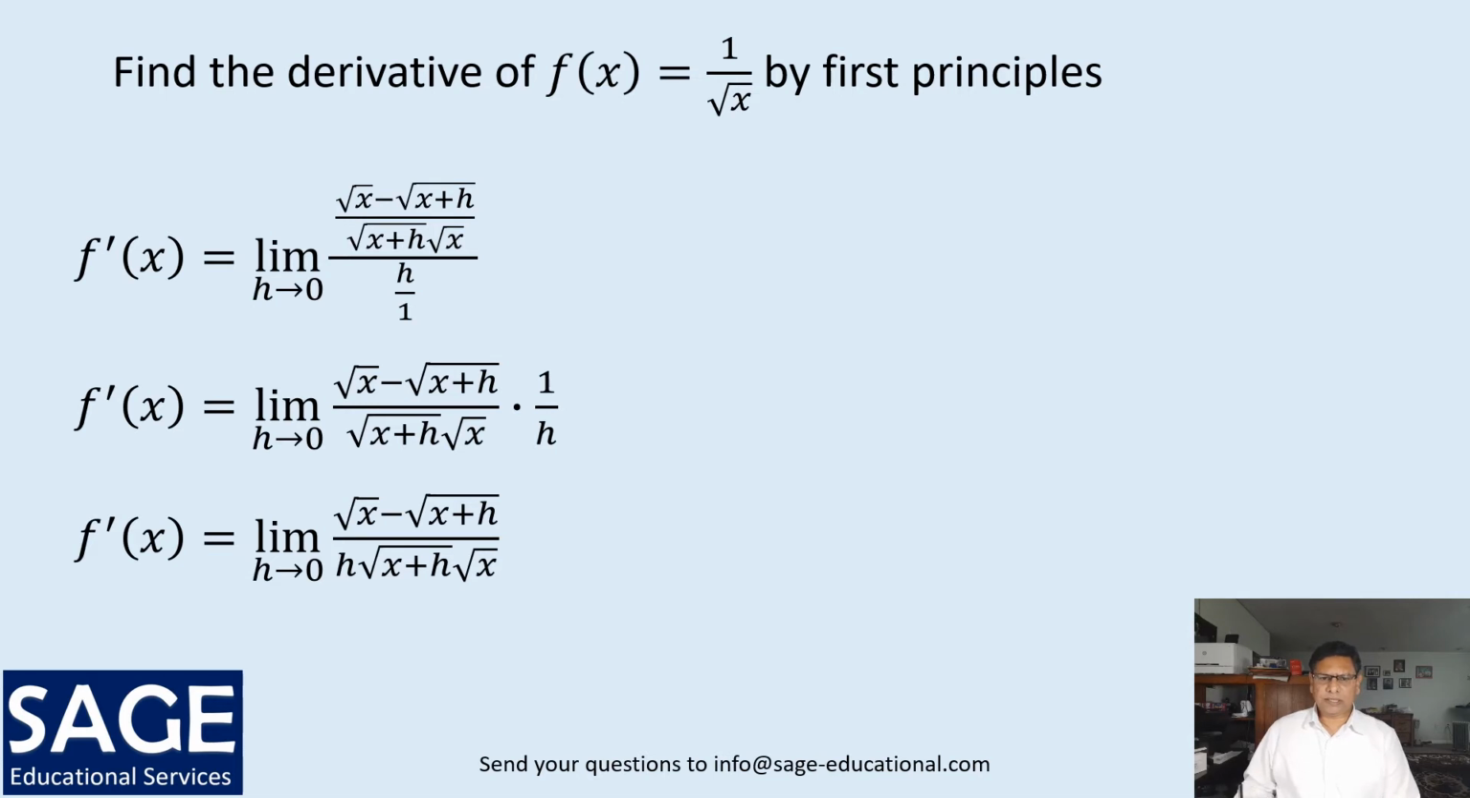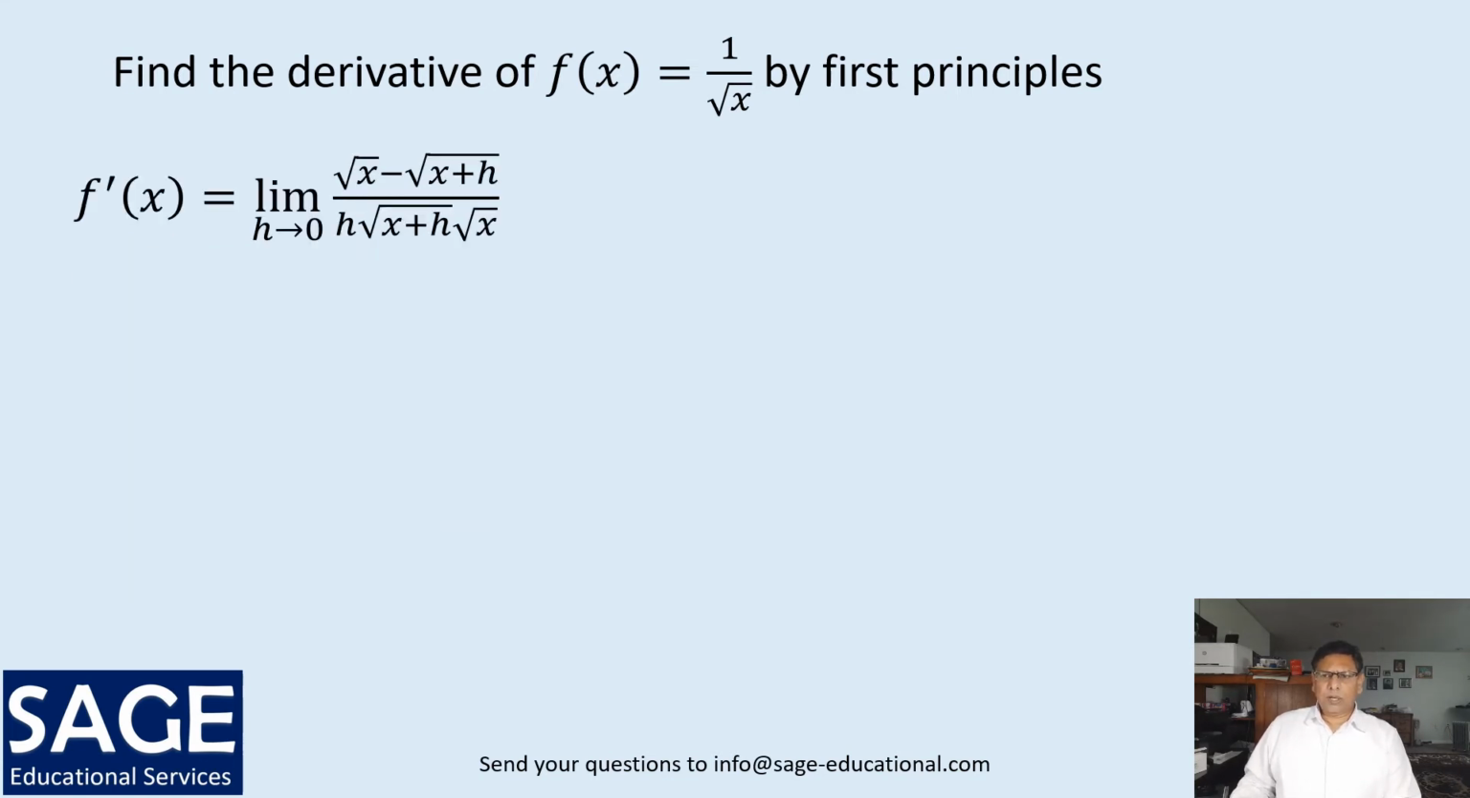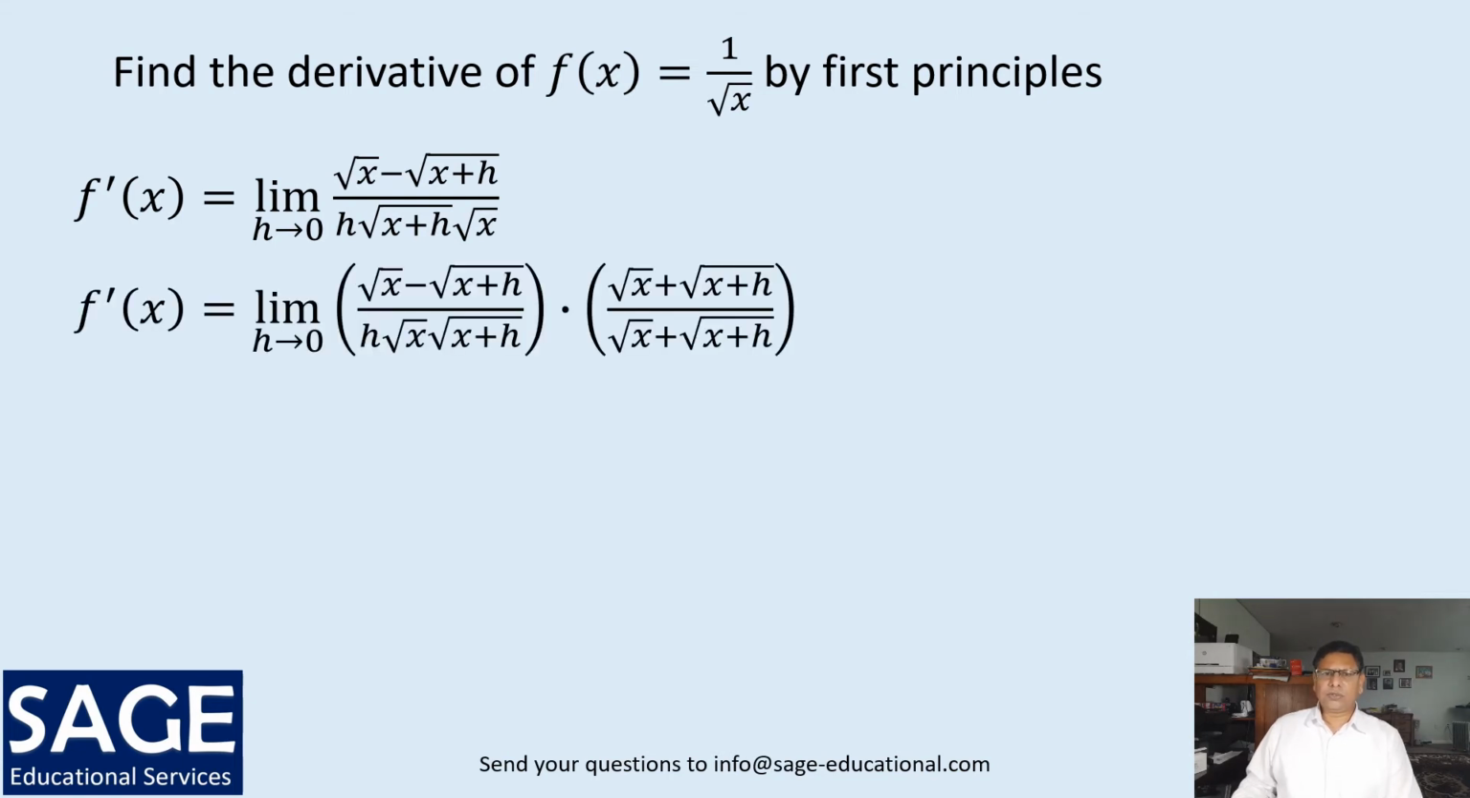So here's the simplification. Now the next thing we want to do is see if we can eliminate h from the denominator. One of the techniques that's used to do that is called rationalization. And in rationalization, what I do is I take a rational expression in the numerator and I'm going to multiply and divide with its conjugate. So I have square root of x minus square root of x plus h.